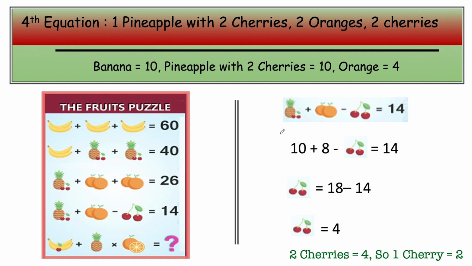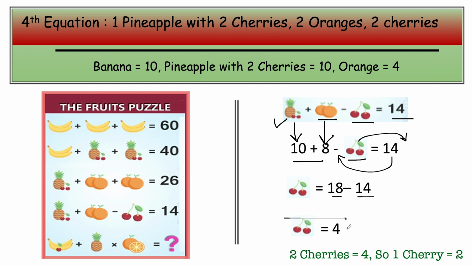Now jumping on to our fourth equation. Here in this equation you can see pineapple and 2 cherries, 2 oranges and a pair of cherries and their total value is equal to 14. We know this value is equal to 10. We know this value is equal to 8. Now it's easy to solve this equation for 2 cherries. We'll move this to the right side, it will become positive, and we'll move this 14 to the left side, so it will become negative. So 10 plus 8 is 18. 18 minus 14 will equal 4. Now if 2 cherries equal 4, so 1 cherry will be equal to 2.